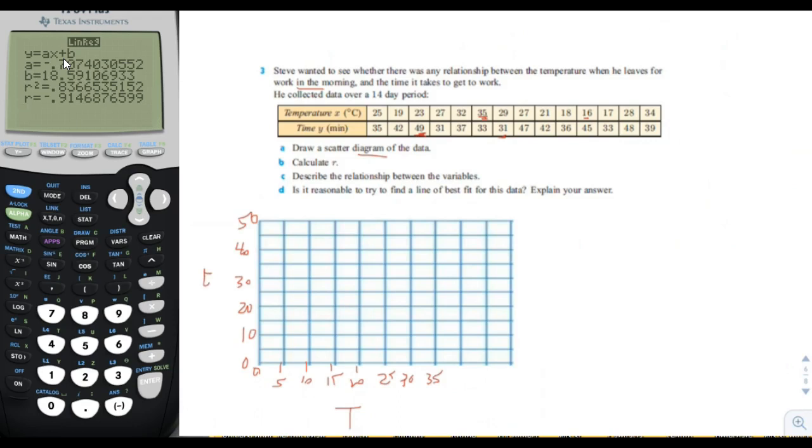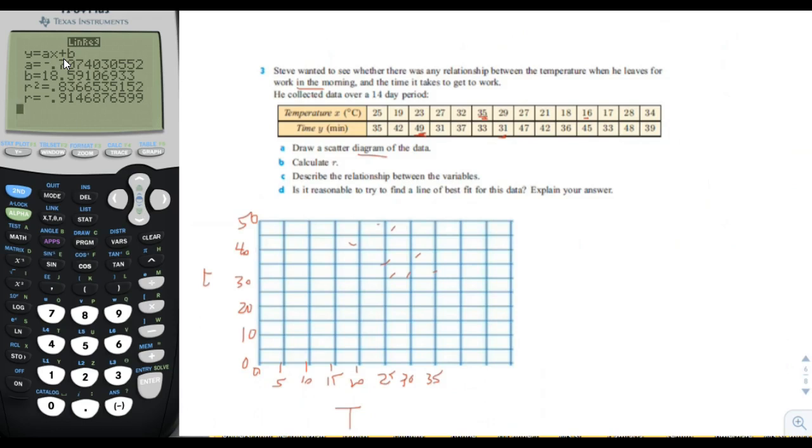25, 35 would be there. 19, 42, about there. 23, 49, about there. 27, 31, about there. 32, 37, there. 35, 33, there. 29, 31, there. 27, 47, there.